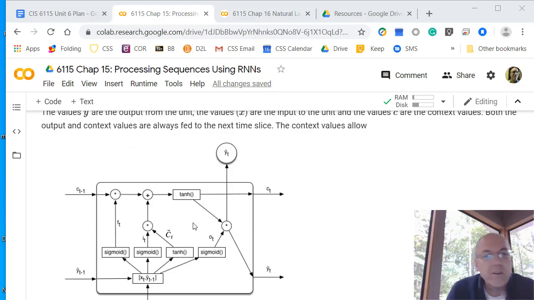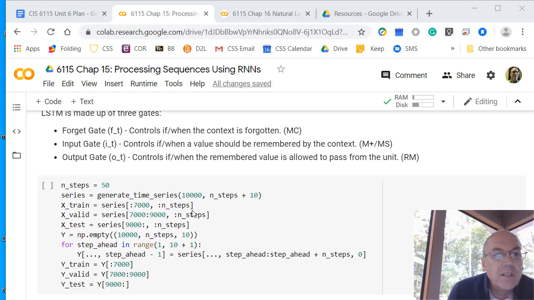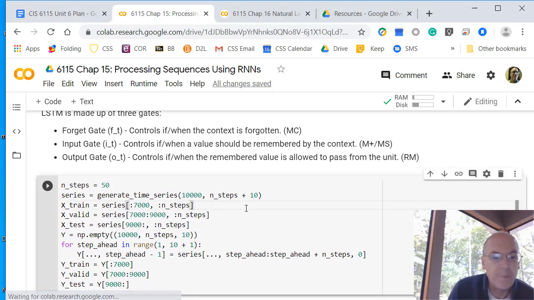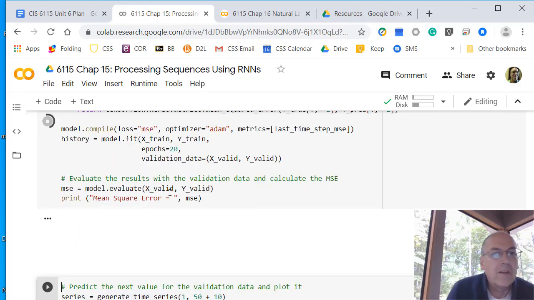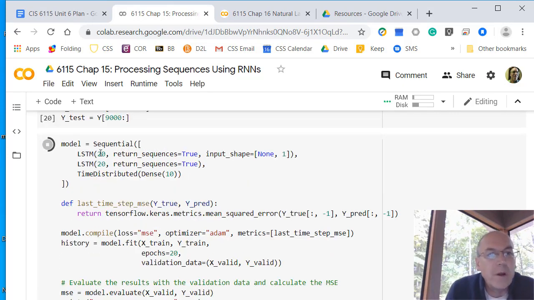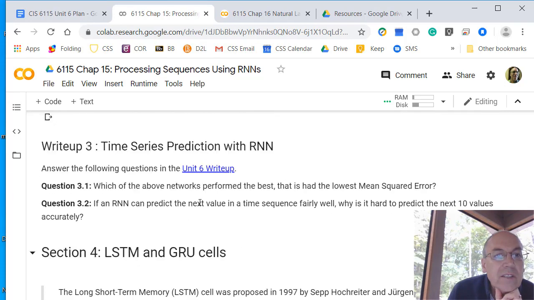Again, you don't have to understand all the internal functions, but just remember that they hold more context in them than a traditional value. So we're going to set up this network again, but we're going to use these long short-term memory networks here, LSTMs, for this training rather than the simple recurrent neural network.